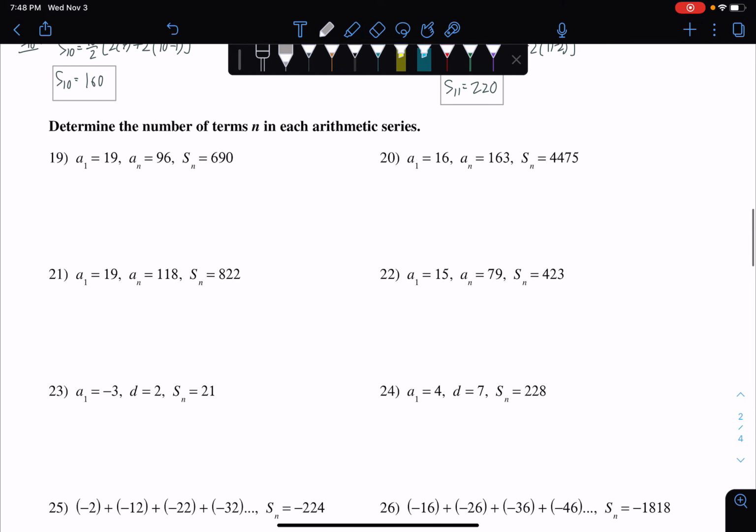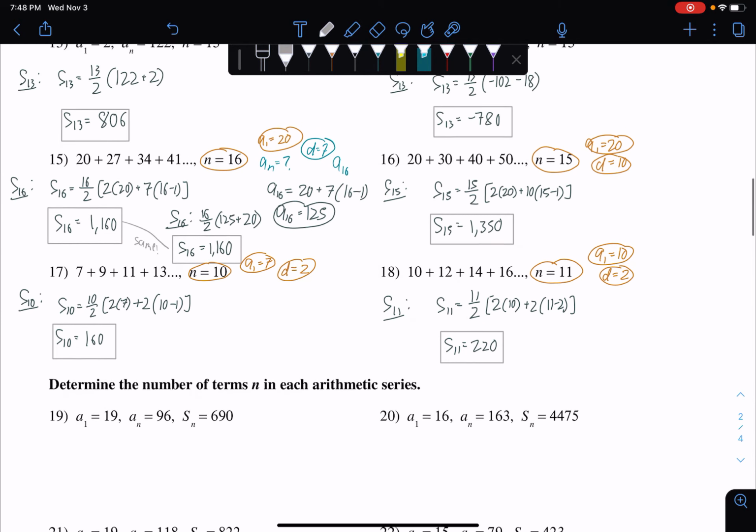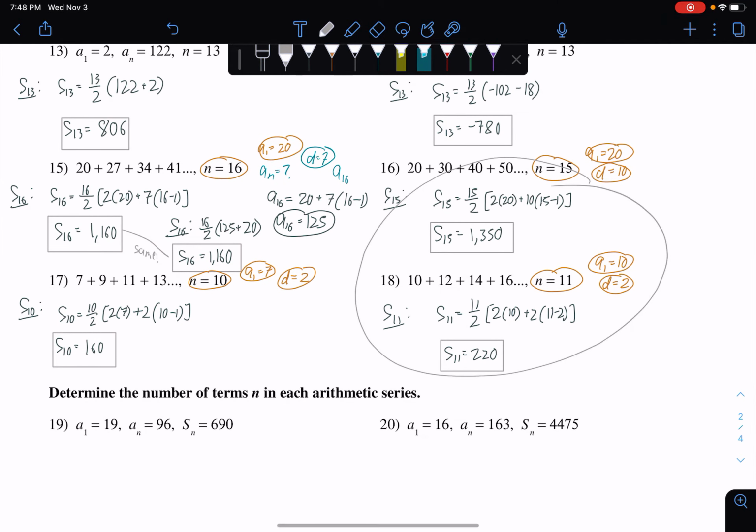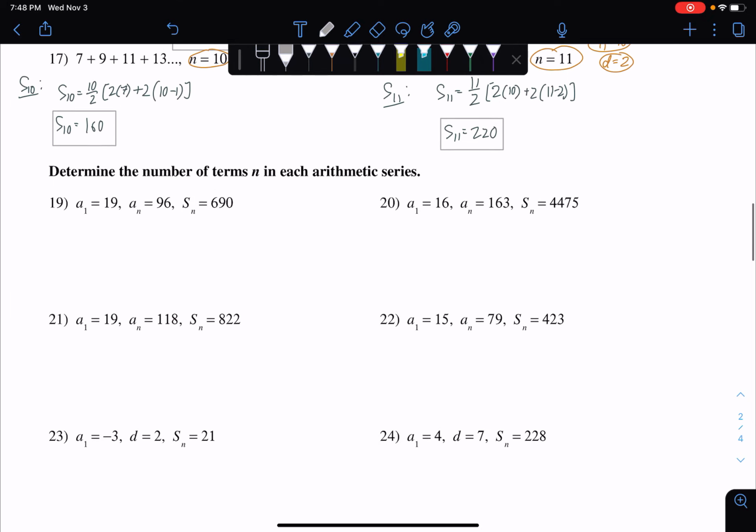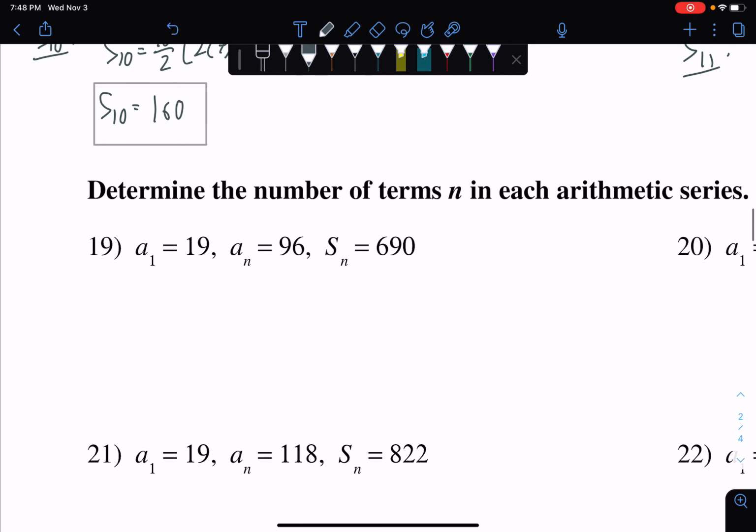Let's move on. Determine the number of terms n in each arithmetic series. Basically, we'll still use the formula that we've used here. Let's move to number 19. We'll still use the formula, so let's just enumerate again.